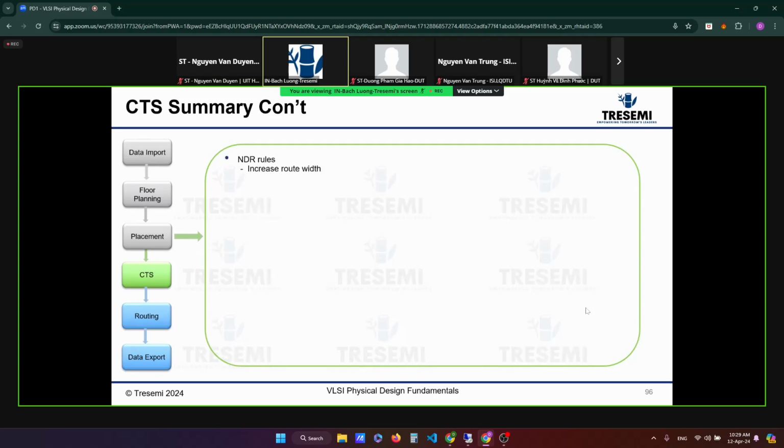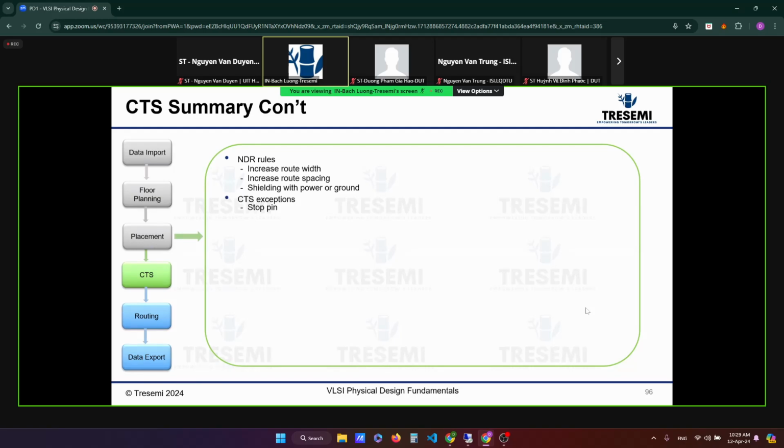Okay, we also discussed NDR rules, basically non-default rules, and in there you can specify the wider width, wider spacing, and also whether you want to shield or not with power and ground. Those are inside the NDR rules.